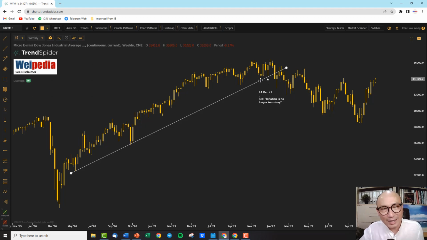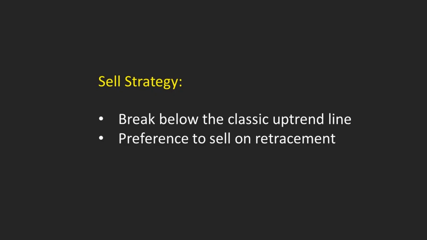So technically that's what we're seeing here, and combining both together, we've got to keep track of both fundamental and technical, and we're going to come back to that very shortly. Now let's look at the sell strategy. The sell strategy has 2 parts to it. First, it has to break below its classic uptrend line, which it did. And number 2 is that my preference is to sell on retracement.